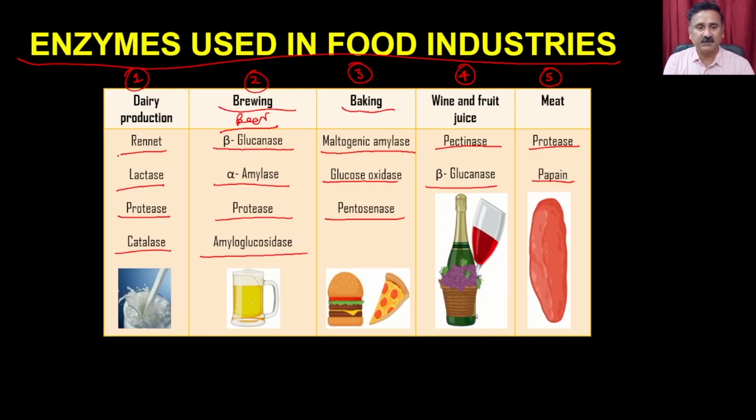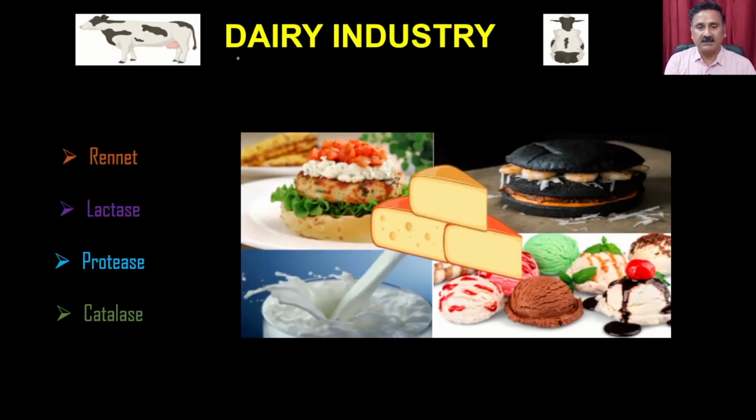So let's start first with the dairy products. The dairy industry starts from the milk from the cow, and it ends up in dairy products like butter, cheese, and all that. These are the things you see here: different types of dairy products, like milk, cheese, cakes, ice creams, and all that. There are 4 enzymes you are going to use: rennet, lactase, protease, and catalase.